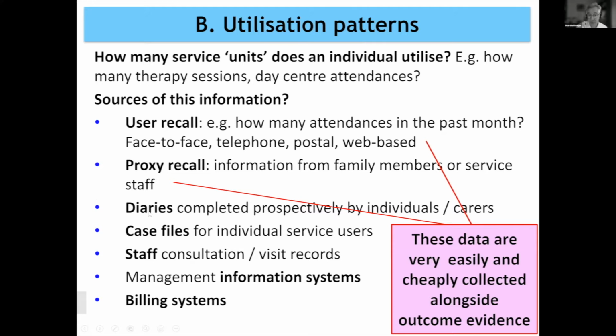Some people use diaries that people complete every day to say what services they've used. That can be more accurate, but people sometimes get a bit fed up with filling that in, and so you don't get complete data. And you could go to case files and so on. So basically what you're trying to do is to find out how often somebody went to a day centre, or did they have an inpatient hospital admission? Did they go into a care home, and so on? As I put in the box at the bottom there, and this is something to come back to at the very end, these data are very easily and cheaply collected alongside outcome evidence. Economic evaluation is not difficult and expensive to do if it's part of a wider evaluation.